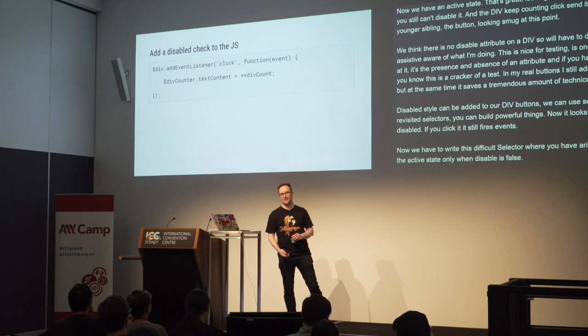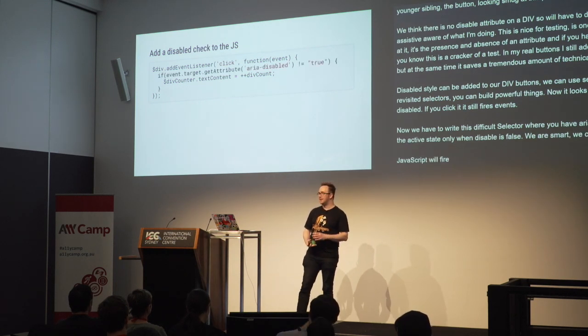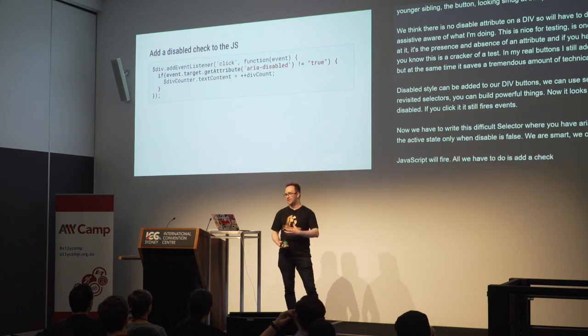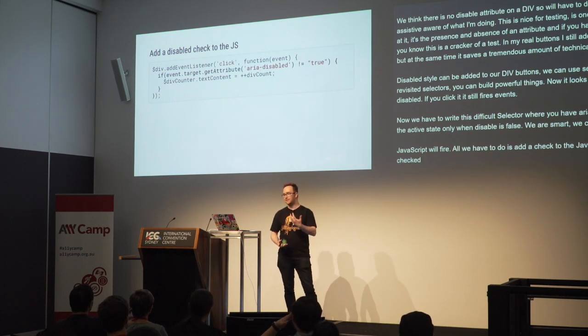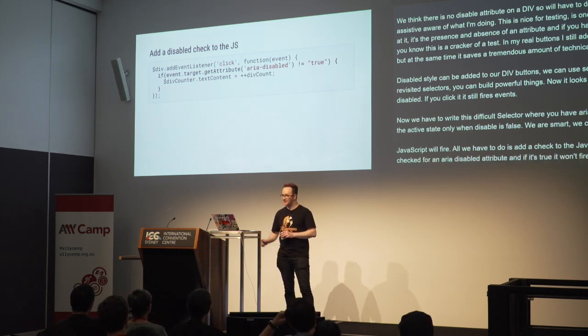JavaScript, however, is still going to fire. So what we've got to do is take our JavaScript and add a check to it so that the event target is now checked for an ARIA disabled attribute, and if it is true, then it won't fire. So maybe hard to read there. It's like, if it's not true, don't do it.